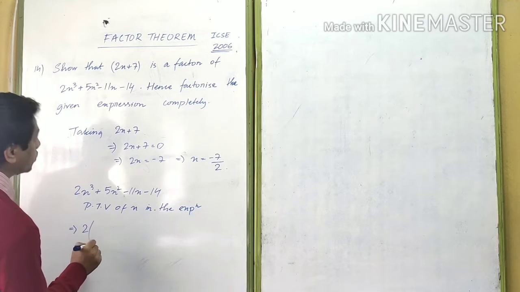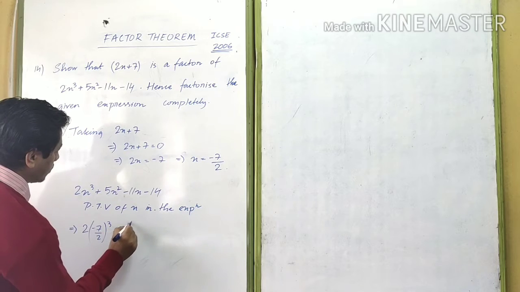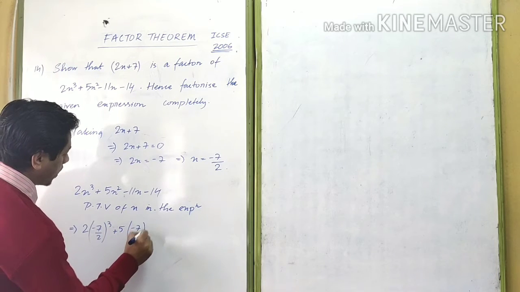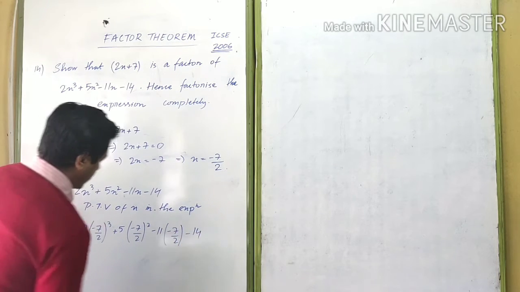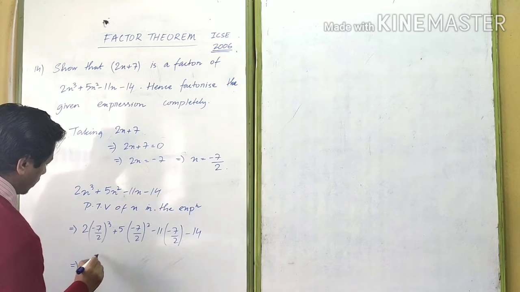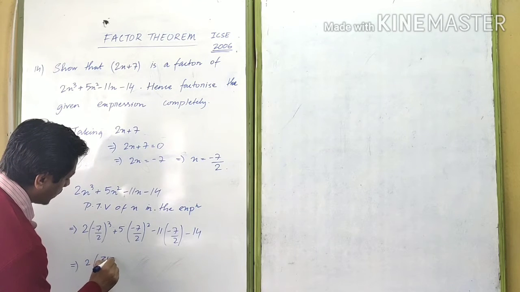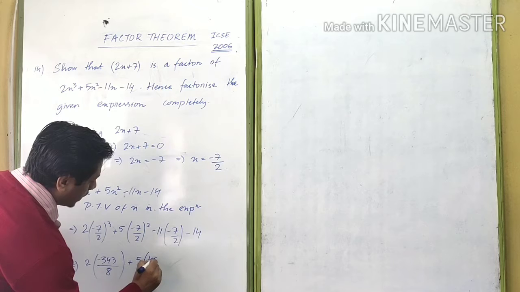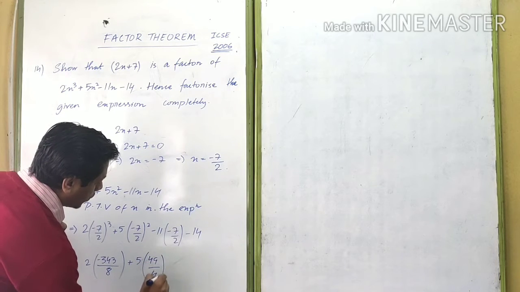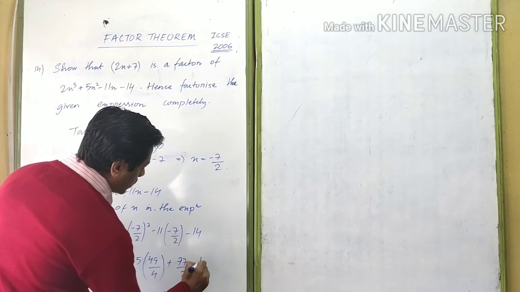So this becomes 2 into minus 7 by 2 whole cube plus 5 into minus 7 by 2 whole square minus 11 into minus 7 by 2 minus 14. So 2 into minus 7 whole cube will give me minus 343 and 2 cube will give me 8, plus 5 into minus 7 square will give me 49 and 2 square will give me 4, minus into minus plus 77 by 2 minus 14.